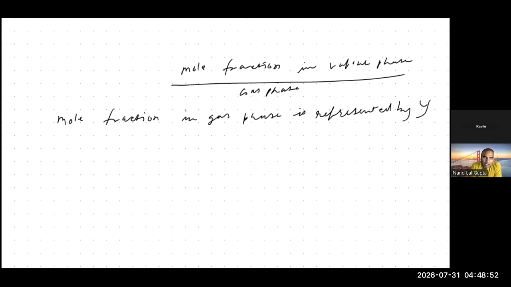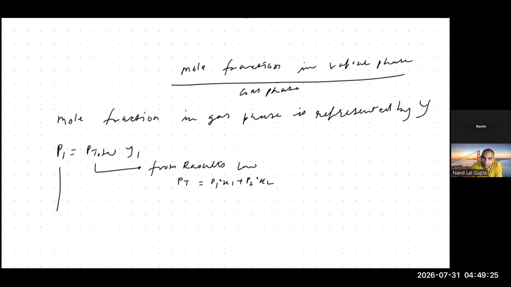How to calculate? P1 is equal to P total Y1. P total we can get from Raoult's law: P total is equal to P1 naught x1 plus P2 naught x2, from this equation. P1 is the vapor pressure, and you can calculate P1 equal to P1 naught x1, using this formula.